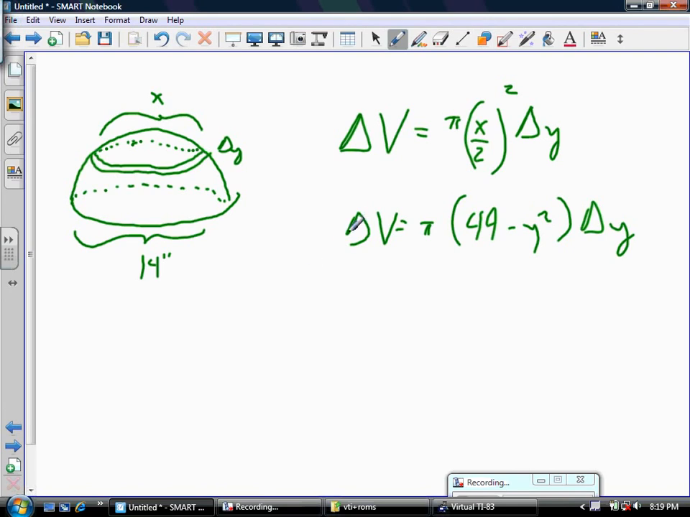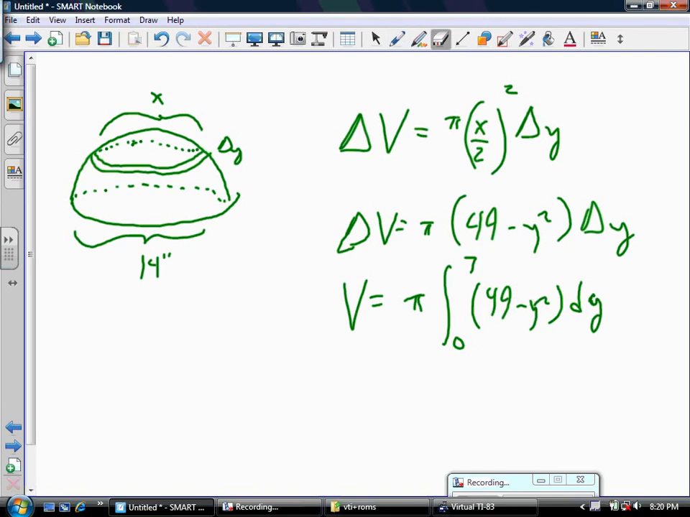So let's translate this Riemann statement to an integral. How would you write this as an integral to get the volume of the hemisphere? I'll start you off. Pi times the integral from 0 to 7 of 49 minus y squared, what? dy. Right? In the limit, delta y goes to dy, infinitesimally small, basically 0. All right, so isn't this just power rule? Minus y squared quantity dy.